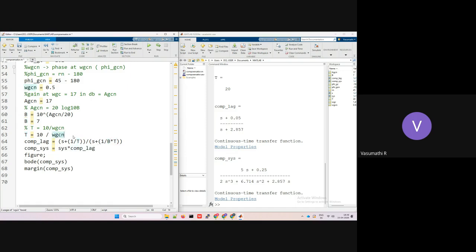Until here, everything is same. Beta is actually, it was given 7 in the textbook, but we are getting 10. That's fine. But why is it shooting up like 1 point? Compensated system.